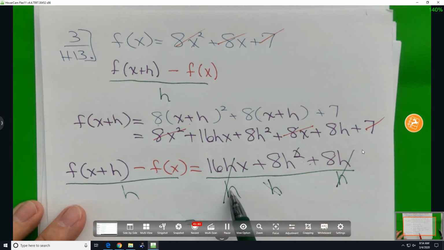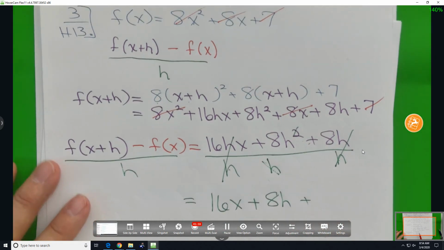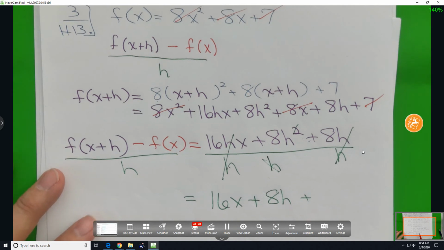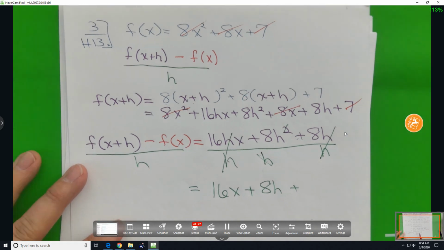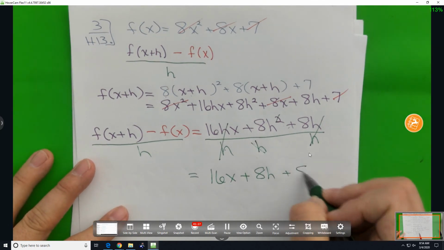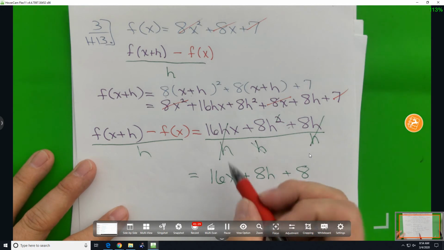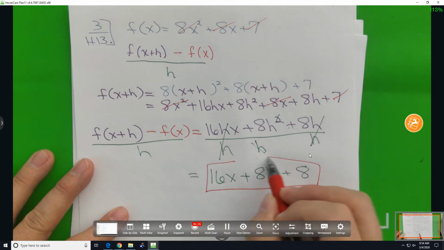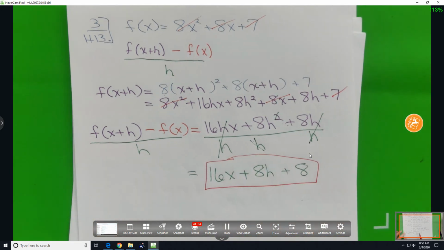Did y'all follow what he did? Just put each term over h. And that'll leave us what here? 16x, I agree, plus here, just an 8h, plus, oh no. Make it smaller, Tony. Just make it smaller so the whole problem fits there. And what else? Plus 8. I agree. That's all we have to type in at this point.